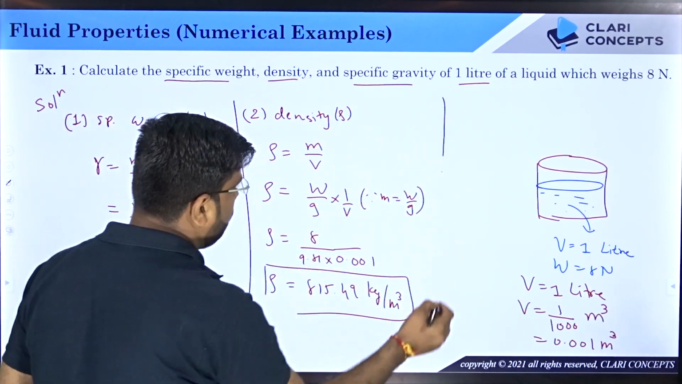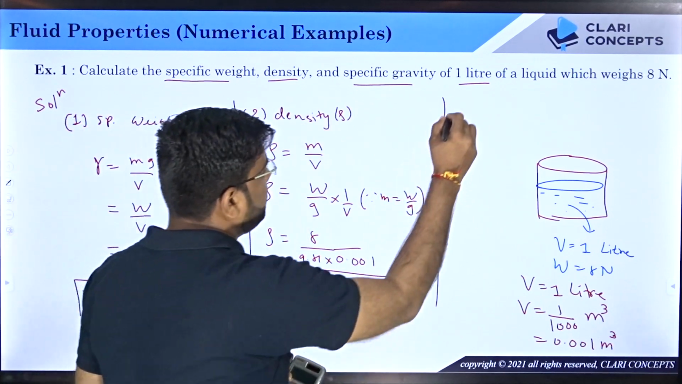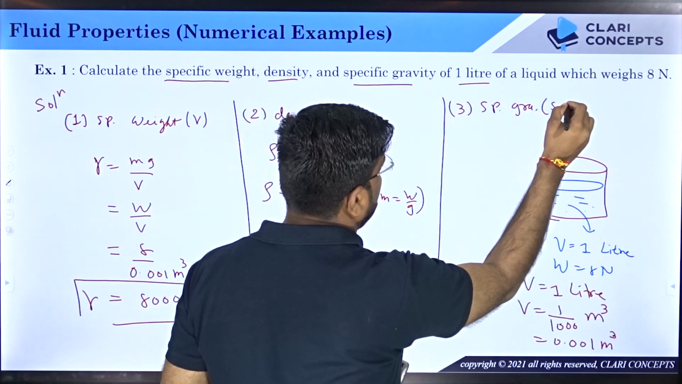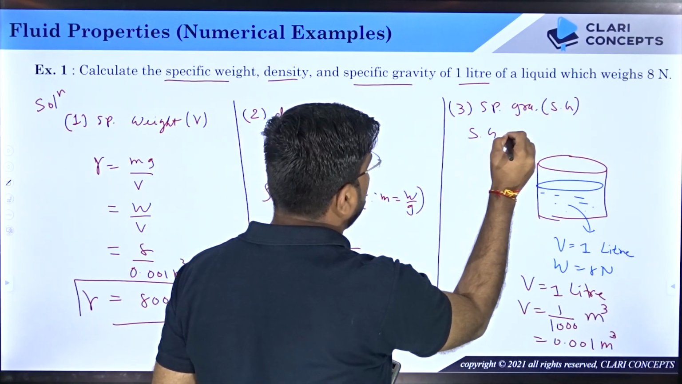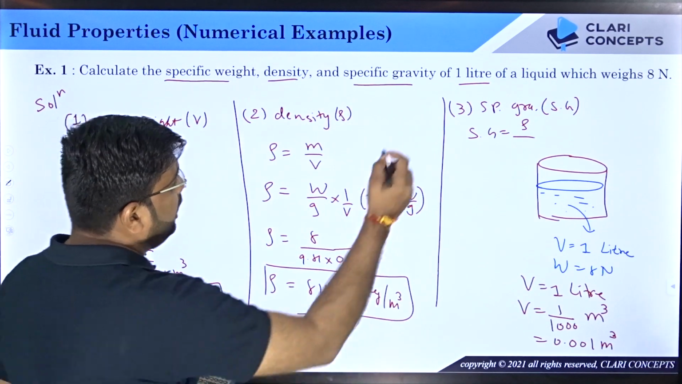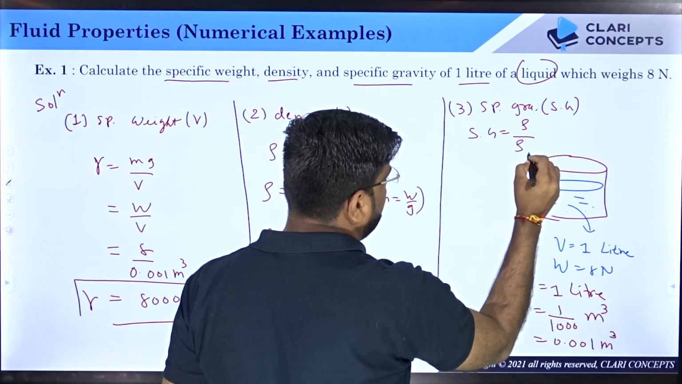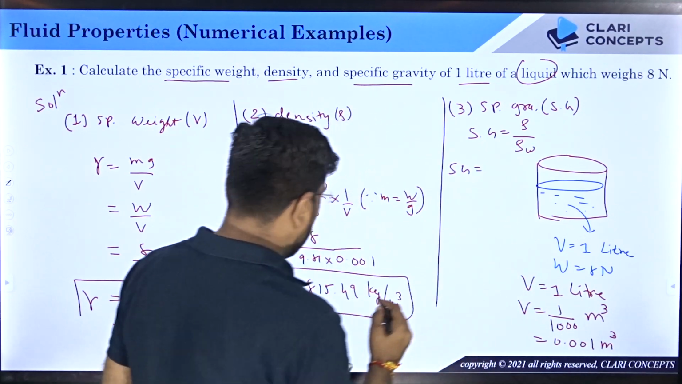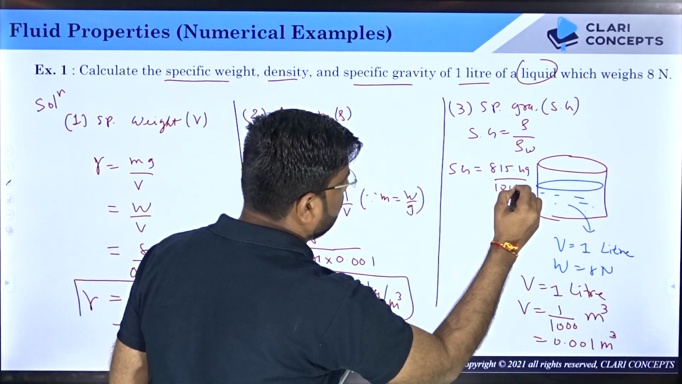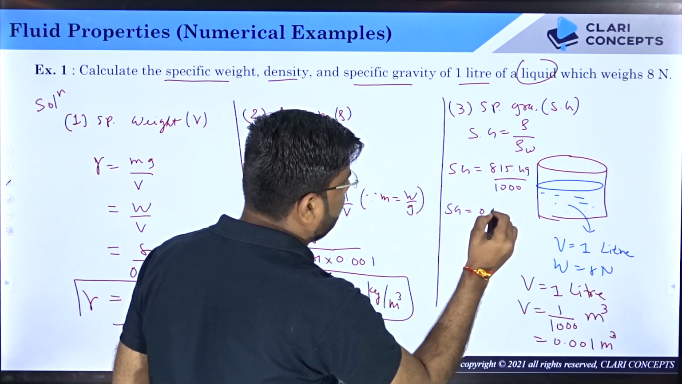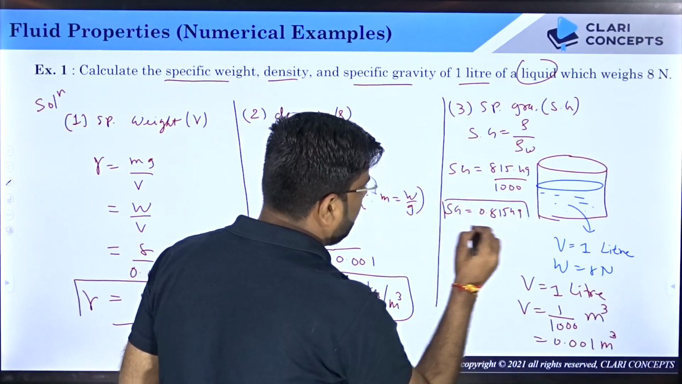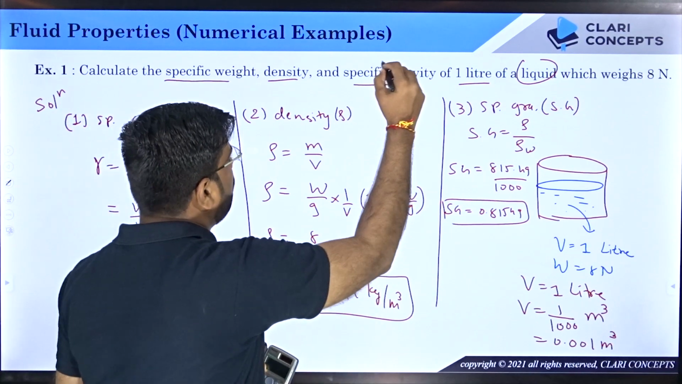Now, the third question. Find out the specific gravity. That is Sg. How do you get this? Sg is equal to the density of the liquid divided by the density of the standard fluid. This is the liquid given to you, so your standard fluid should be water. So Sg is nothing but 815.49 divided by 1000. So Sg will be 0.8159, the answer. Sg is unitless, right? This is answer number 3. So you got all the 3 answers.